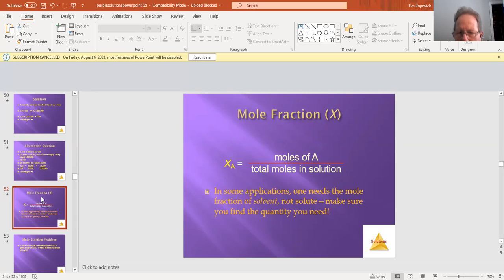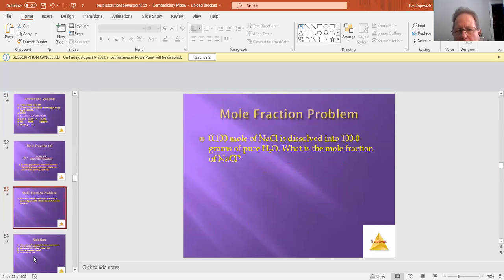Keep in mind, sometimes you're going to need the mole fraction of the solvent, not the solute. Make sure you're using the quantity that you need. 0.100 moles of NaCl is dissolved into 100 grams of pure water. What is the mole fraction of the NaCl?